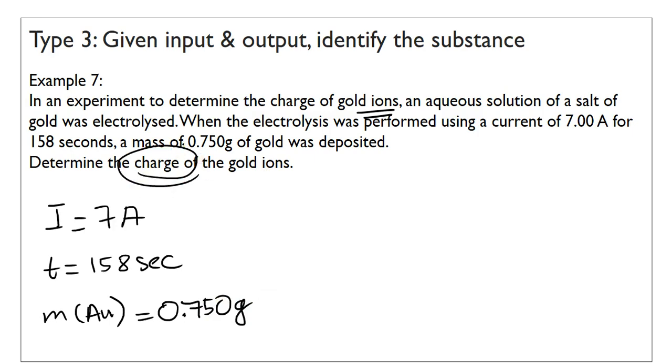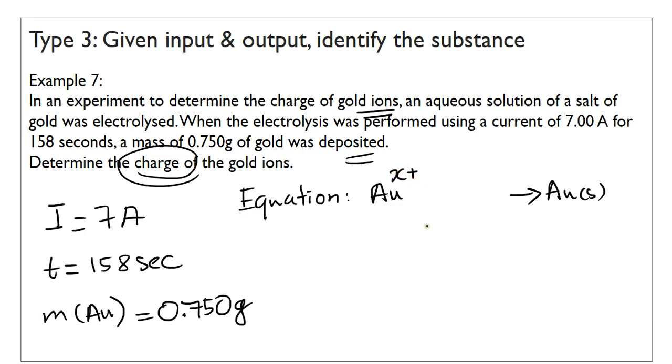There are 2 different charges of gold ion that I know of, but there could be more than 2. If you don't know what the charge is, but you know that this is electroplating, because they tell you that the gold is deposited, so the gold is going to be the product of this equation. But I don't know what the reactant is. Well, I know the reactant is an ion of gold, but I don't know what the charge is. So we can call it X plus. Could be 1 plus, 2 plus, 3 plus.